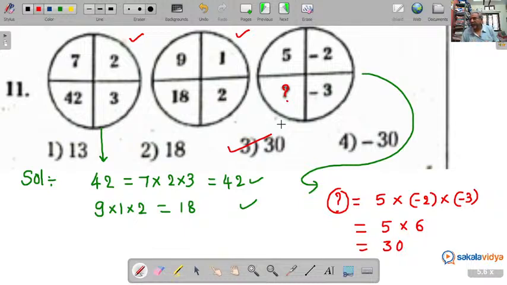So that means the first two figures follow a certain rule. The same rule has to be applied for the third figure also. Using the same rule, which is also called a pattern, the same pattern has to be applied for the third one in order to determine the unknown number, the question mark, that we need to find out.